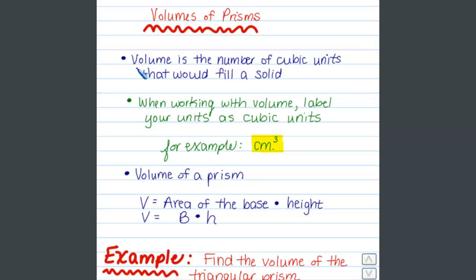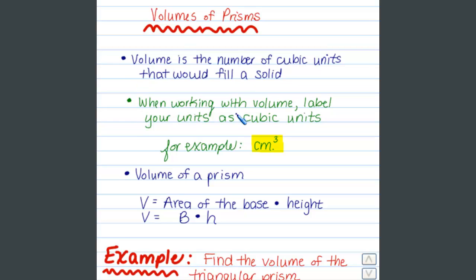Now to start off with, let's take a look at volume. Volume is the number of cubic units that would fill a solid. If you can think of having a prism and you were actually going to fill it with cubic units, let's say little blocks that are a unit by a unit, how many of those cubes would it take to fill the prism? This has to do with volume.